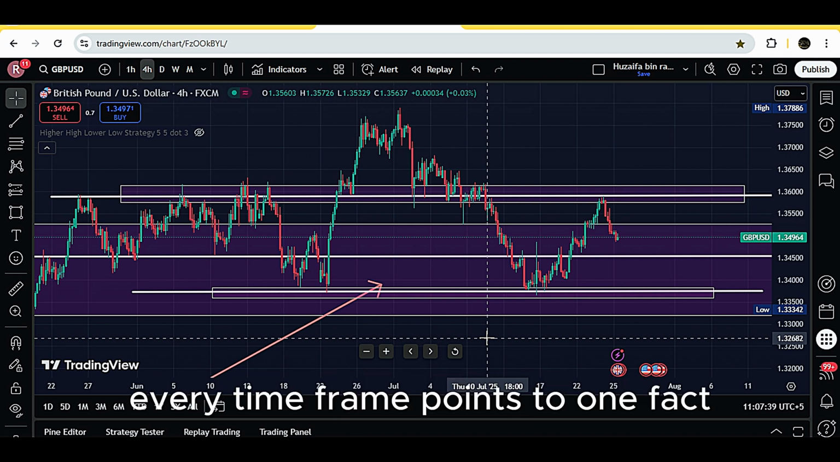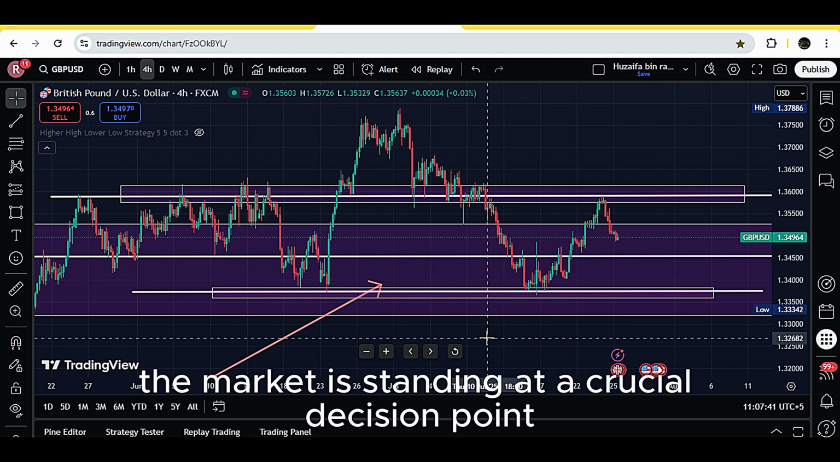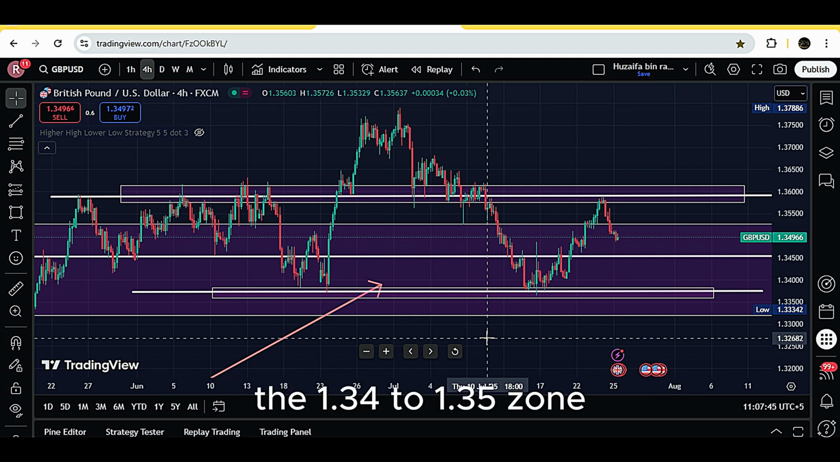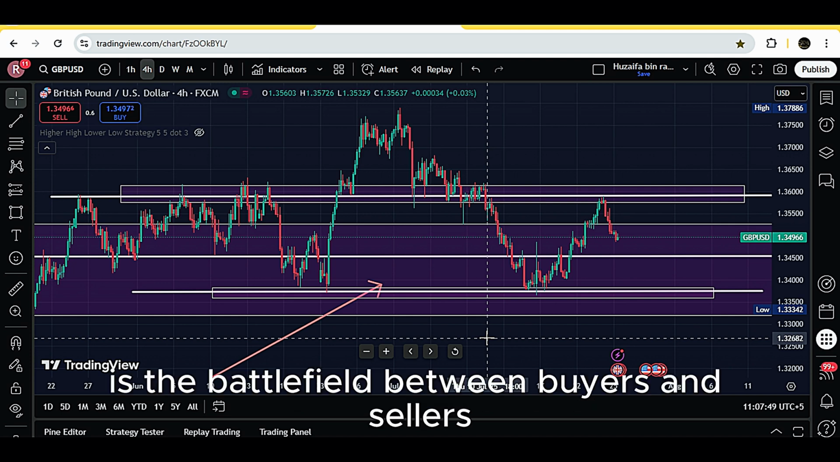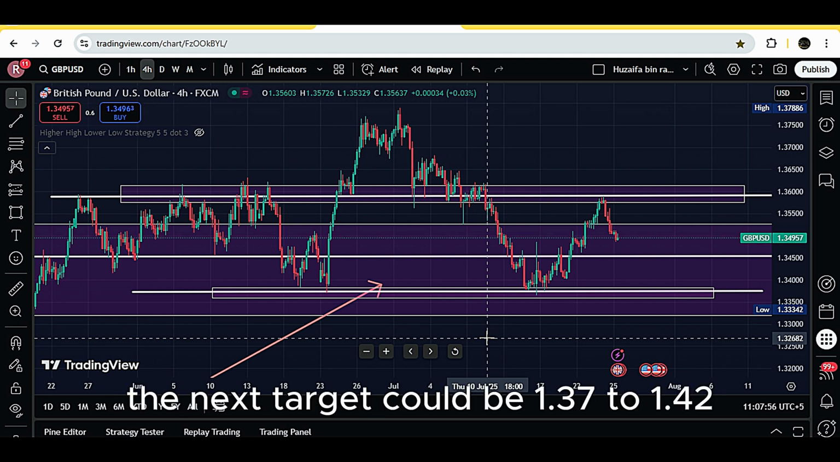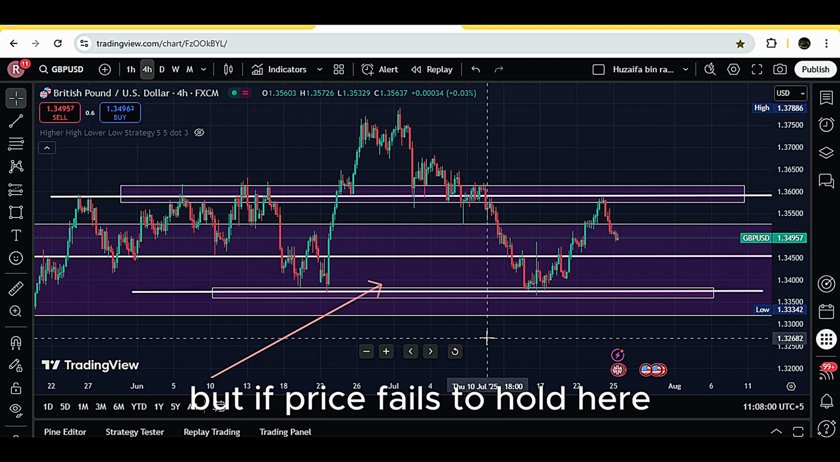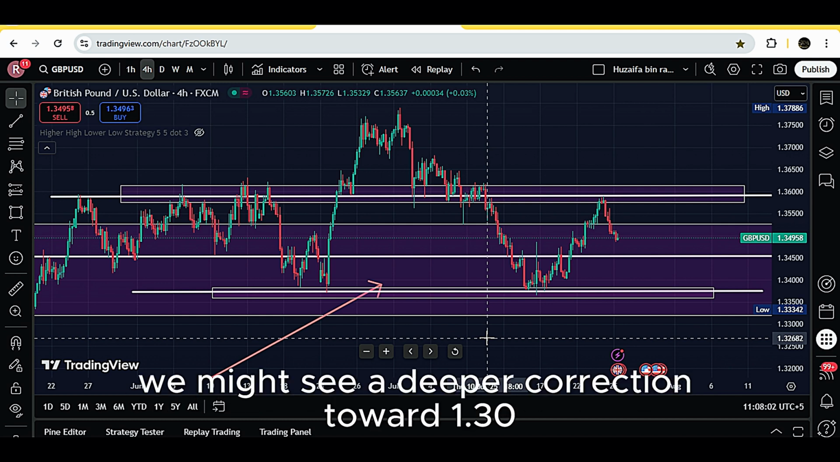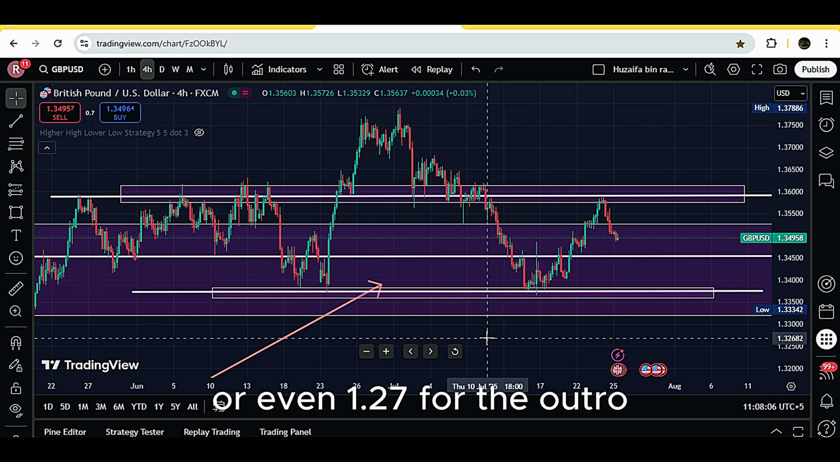Every timeframe points to one fact: the market is standing at a crucial decision point. The 1.34 to 1.35 zone is the battlefield between buyers and sellers. If buyers manage to defend this level, the next target could be 1.37 to 1.42. But if price fails to hold here, we might see a deeper correction toward 1.30 or even 1.27.